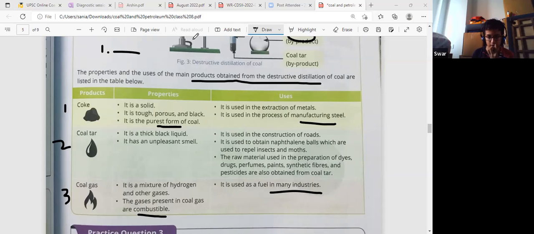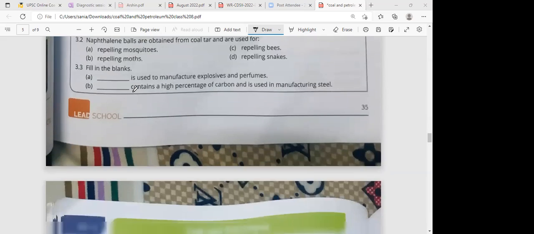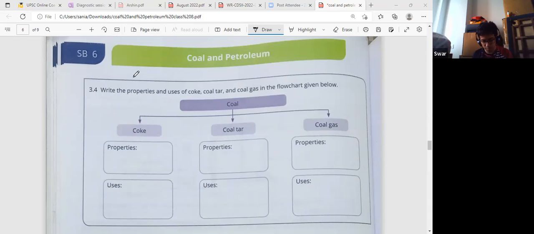Ma'am, I've written it down. Ma'am? Yes, yes, sir. Yeah.